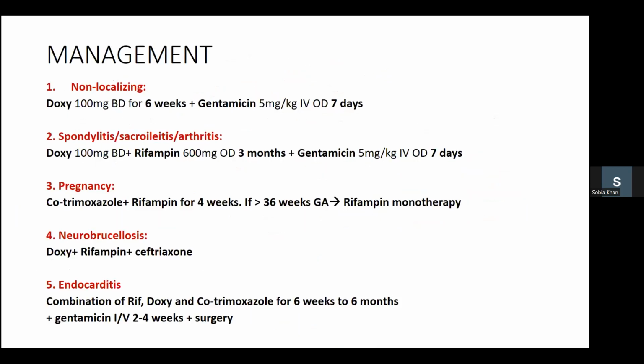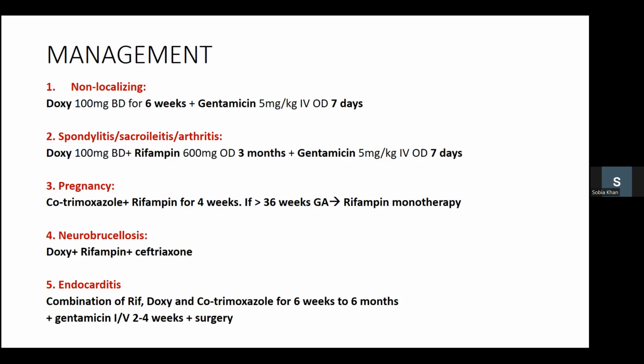Management of brucellosis. If it's a non-localizing disease, doxycycline is recommended for 6 weeks along with gentamicin for 7 days. As in our case, it was arthritis, so we recommended the physician use doxycycline and rifampicin for 3 months, along with gentamicin for the initial 7 days IV.